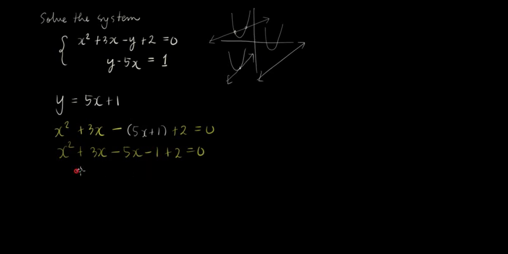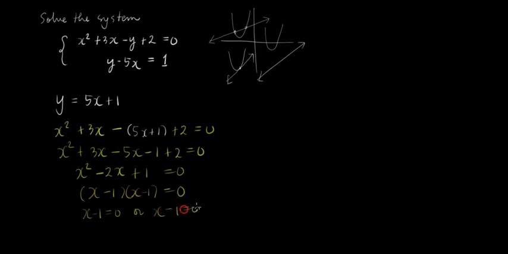Let's further simplify. So we have x squared, 3x minus 5x is minus 2x. Minus 2 plus, minus 1 plus 2 is plus 1 is equal to 0. This is factorable. Tama? So we have x minus 1 times x minus 1 is equal to 0. And then x minus 1 is equal to 0, or x minus 1 is equal to 0. So, parehas 1 ang solution. So, we have x equals 1. Or x equals 1. So, x equals 1.